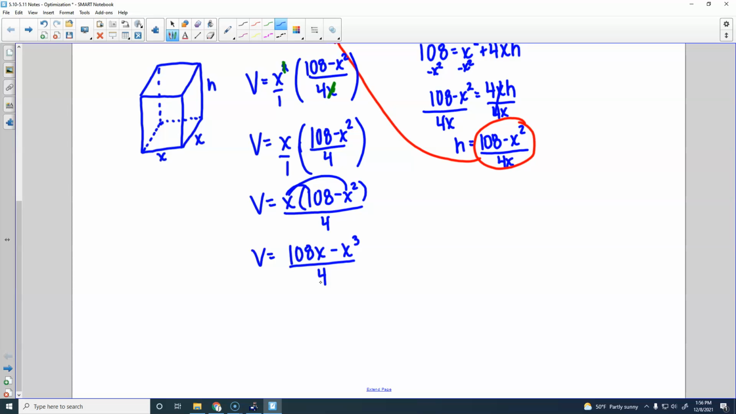Since the denominator is just 4, it's not a variable, right? I'm going to have to take the derivative of this, and I would rather not do a quotient rule here. So I could divide both of those by 4. 108 divided by 4 is going to be 27, and then right here we'll just have 1/4 x to the third.